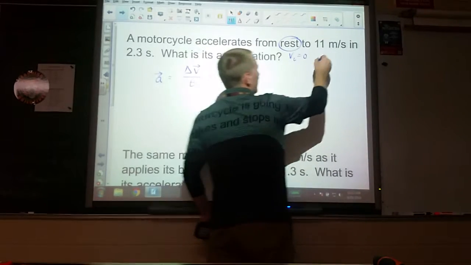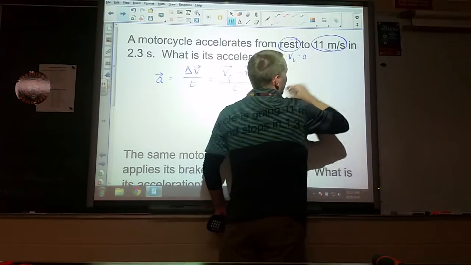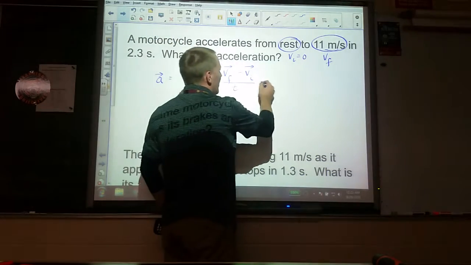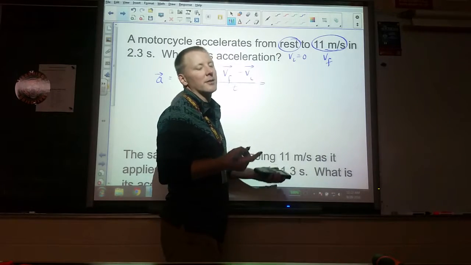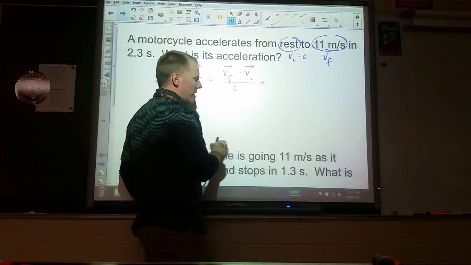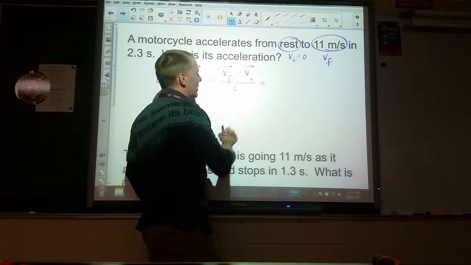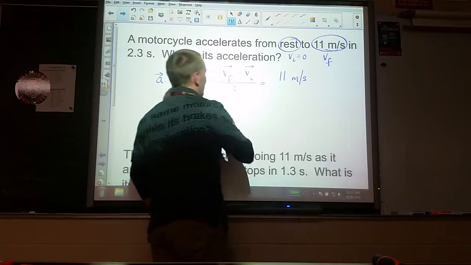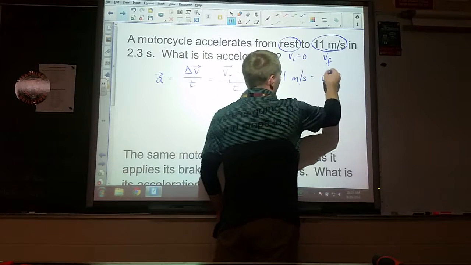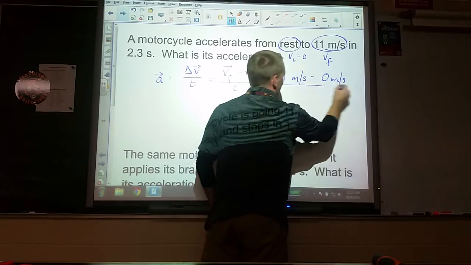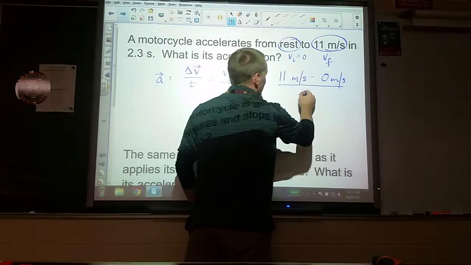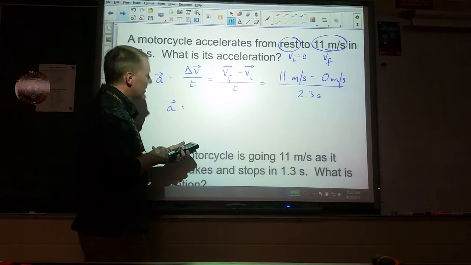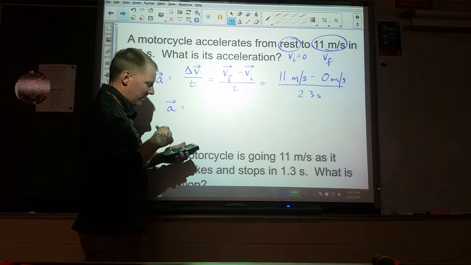And it's accelerating to 11 meters per second. Because there is no direction on 0, we don't really have to worry about it in this case, but we will have a problem down below where we have to worry about it. I'm just going to put in my values now. I know 11 meters per second is the final velocity minus 0 meters per second for my initial, over the time it took, 2.3 seconds. Acceleration then is 11 divided by 2.3.